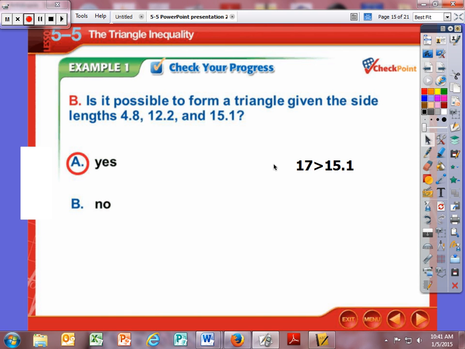So again, these are very simple. The only thing you want to be aware of is when these happen to be out of order. Okay, so just make sure you always take the two shorter ones, regardless if they're the first two or the first and the third or the second and the third. Just make sure you always get the two that are the shortest. Add them together, and as long as that sum is greater than the third side, you can say yes.